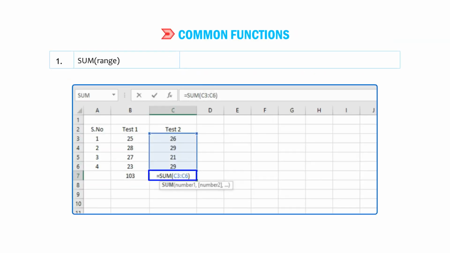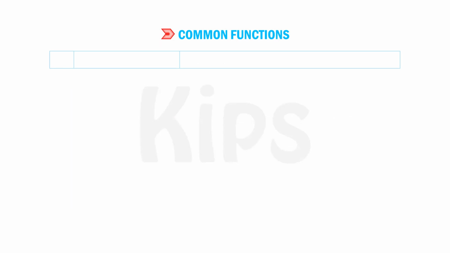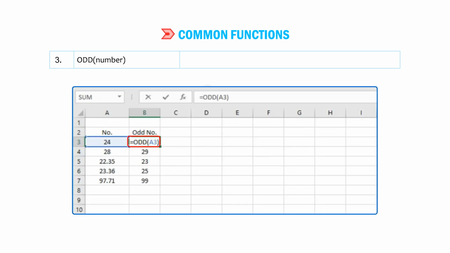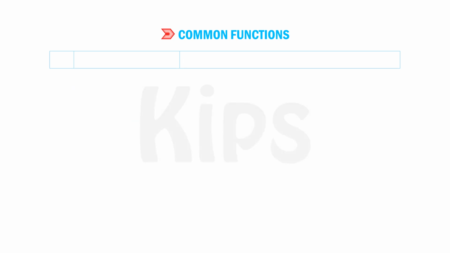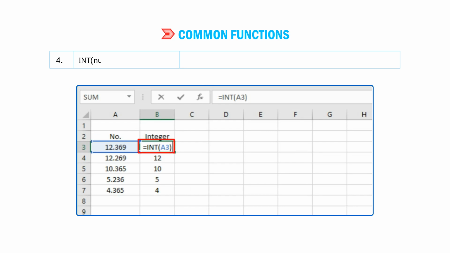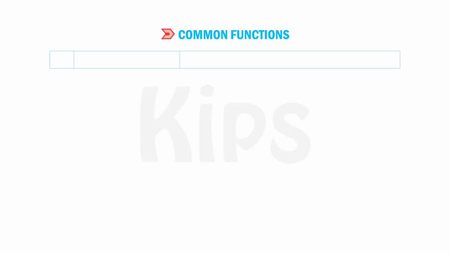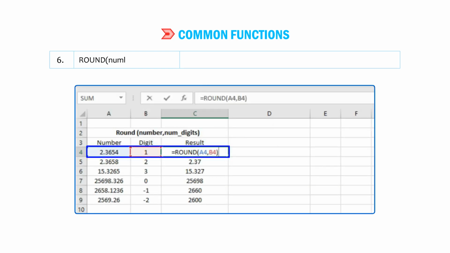Number 1. SUM(range) gives the sum of a range. Number 2. AVERAGE(range) finds the average of a range. Number 3. ODD(number) returns the number rounded up to the nearest odd integer. Number 4. INT(number) rounds a number down to the nearest integer. Number 5. PRODUCT(range) multiplies the values in a range of cells. Number 6. ROUND(number, digits) rounds a number to the specified digits.